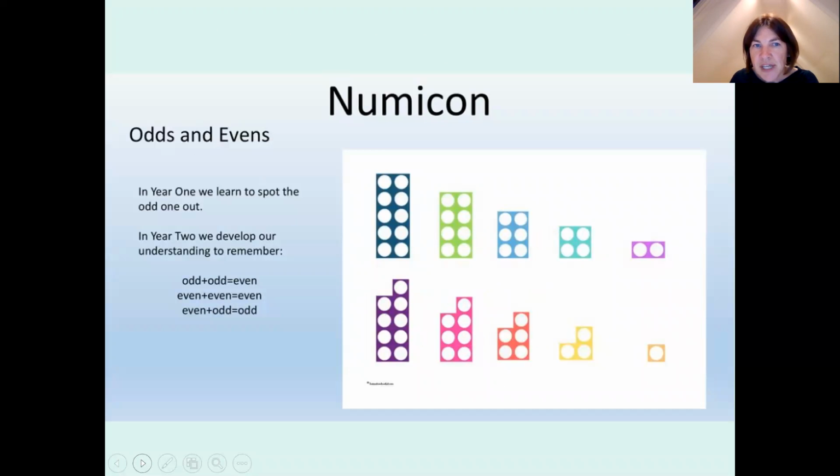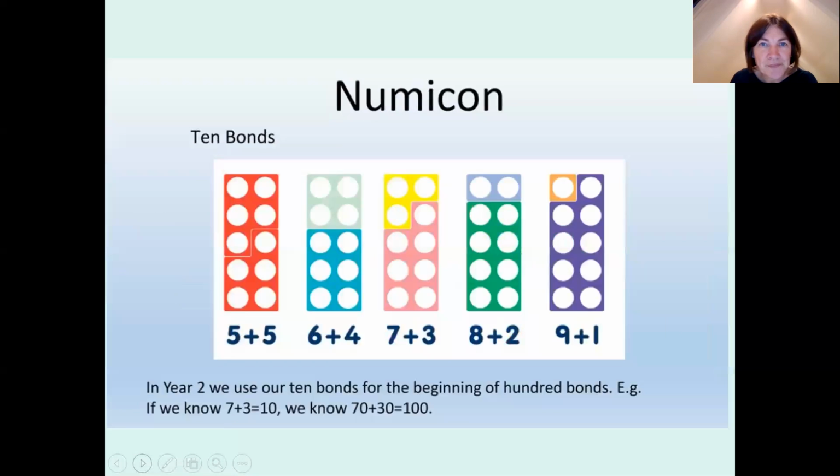So here in year 1, they would learn to spot the odd one out, and they notice that the odd numbers have one little bit sticking out on its own. And then in year 2, they'd be using that to investigate the fact that an odd plus an odd is an even, because the 2 odd bits come together to make a pair, and an even plus an even is an even, and an even plus an odd is an odd.